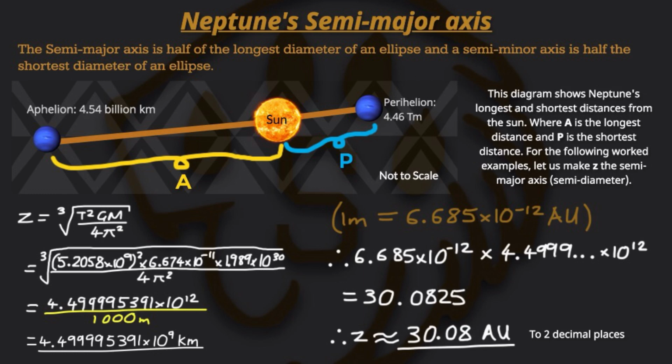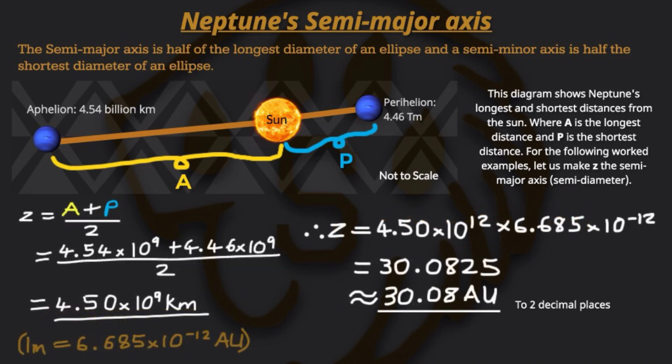And then we get 30.0825 astronomical units, which is approximately 30.08 astronomical units to 2 decimal places. That's the semi-major axis in terms of astronomical units. So I would also want you to look for the aphelion and the perihelion, which is the apsis and the periapsis of Neptune in that orbit, in terms of astronomical units, using the same method that we used to convert the semi-major axis into astronomical units.